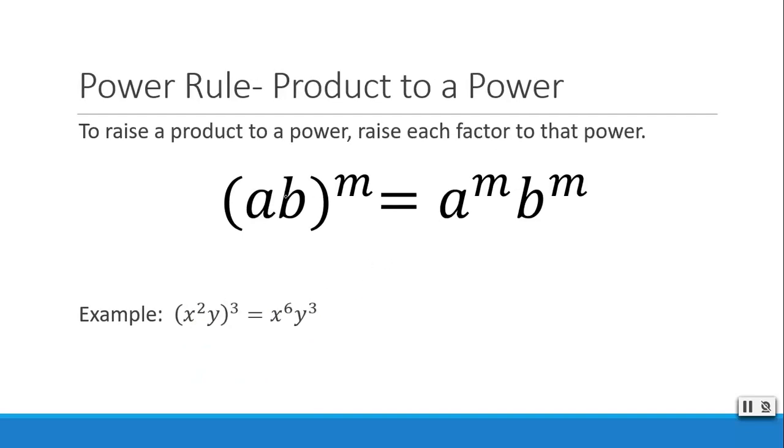When you have a product being raised to a power, you're going to treat each one individually being raised to that exponent. So here we're going to do 2 times 3, which is going to give us x to the 6th. And here we're doing 1 times 3, which is going to give us y to the 3rd.